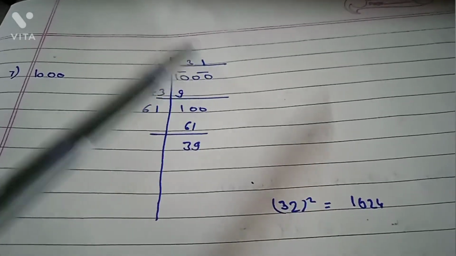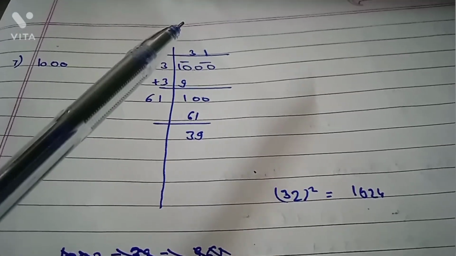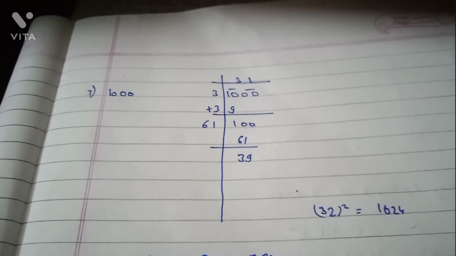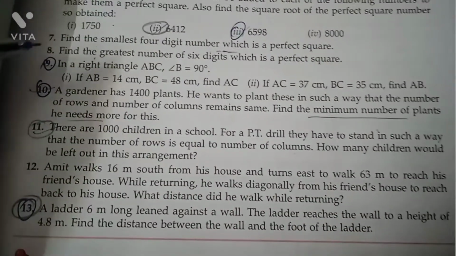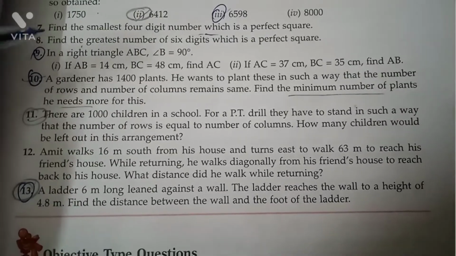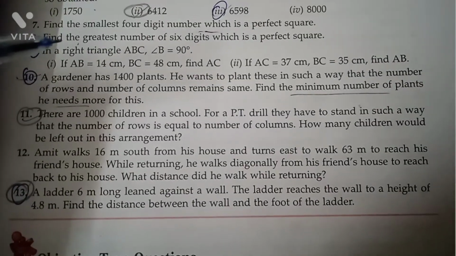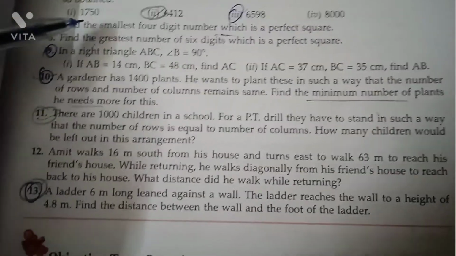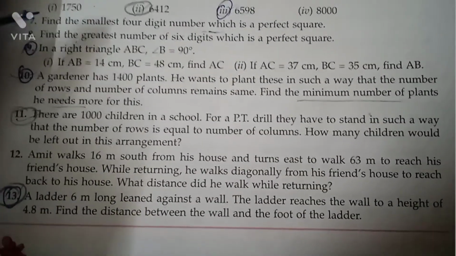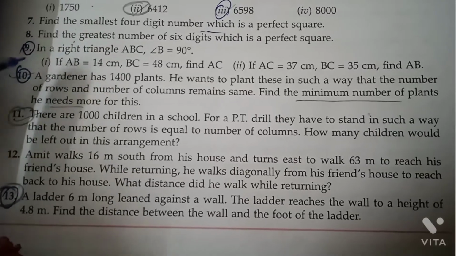So now we will do the 8th question. Let's move towards it. The eighth question is: find the greatest number of 6 digits which is a perfect square. This is also similar to the last question, so I will not explain this. Now we will move to 9.